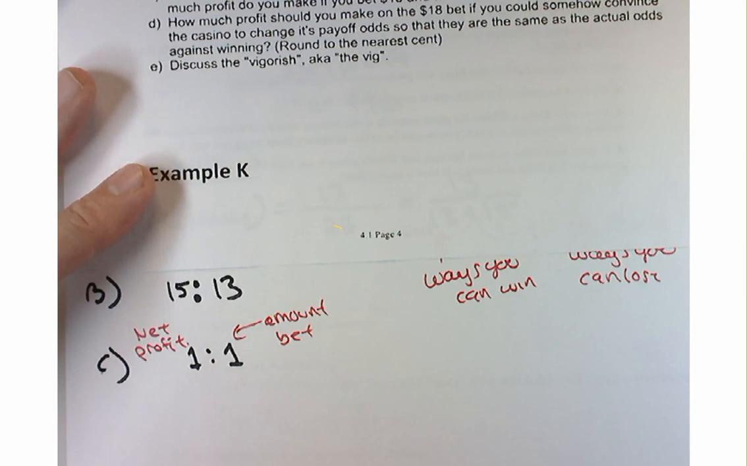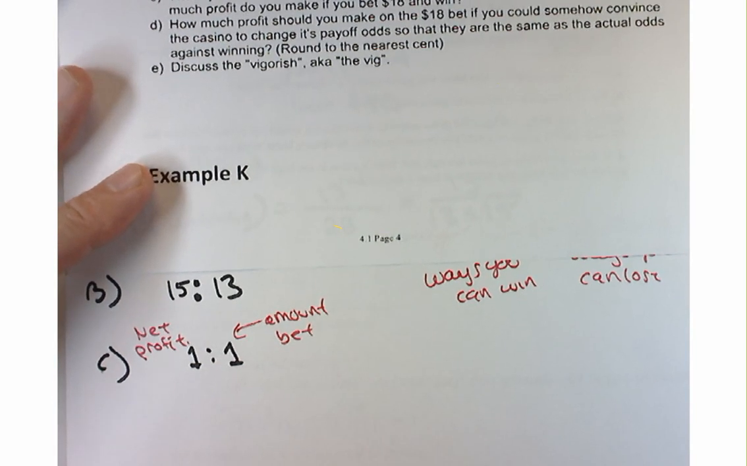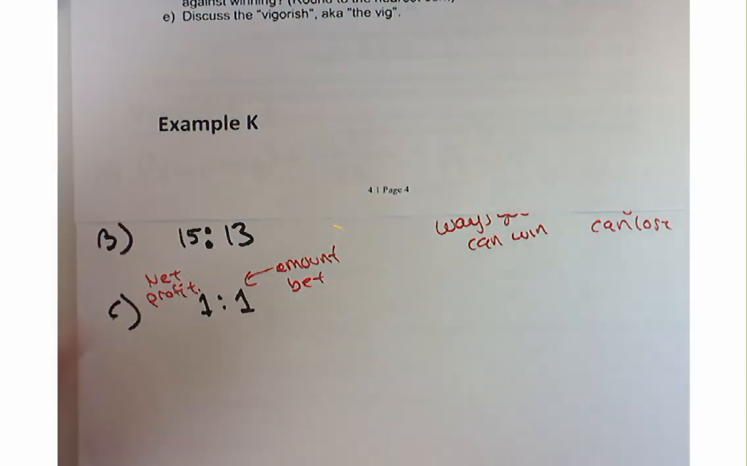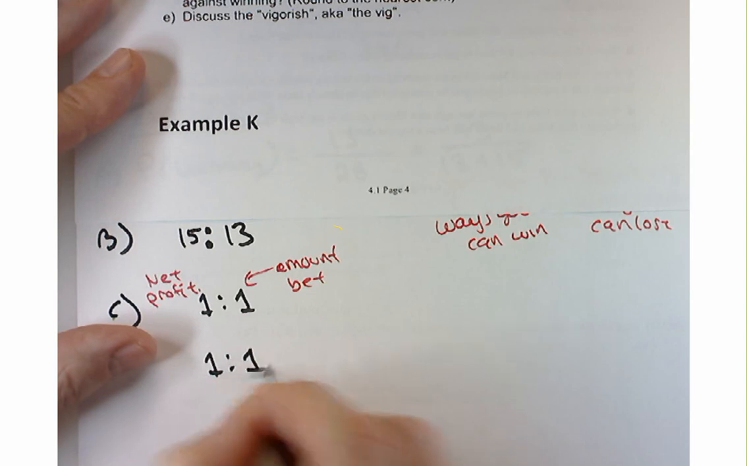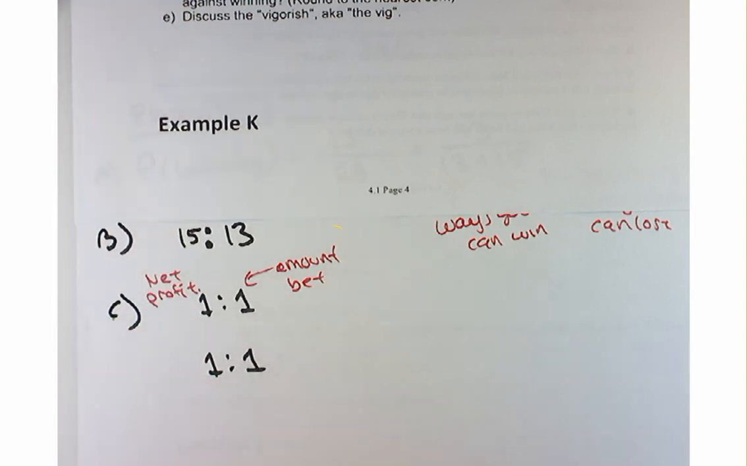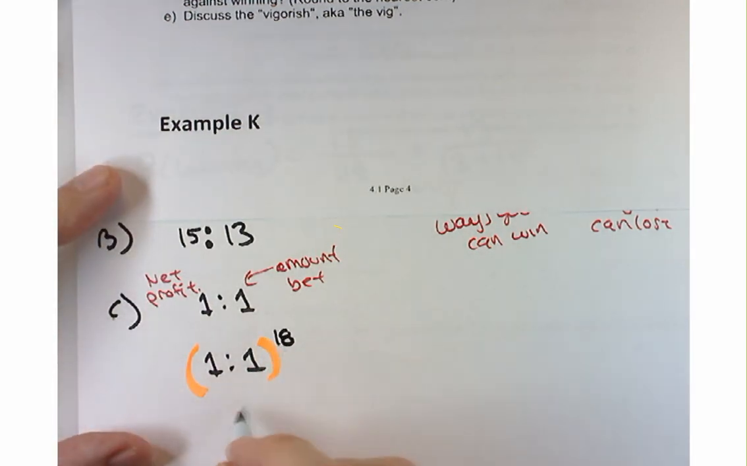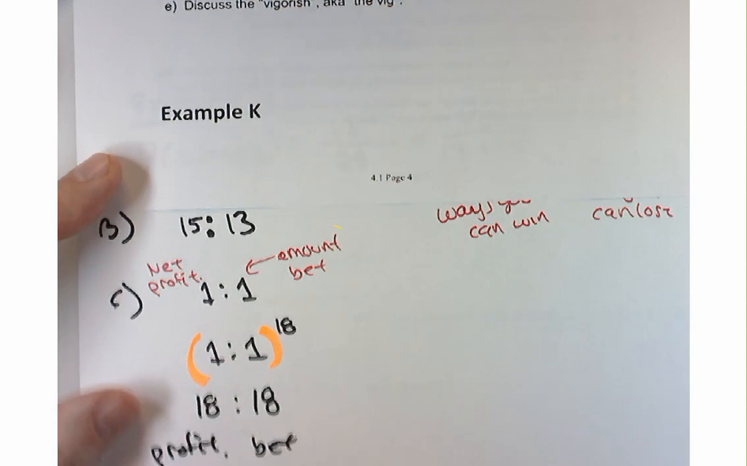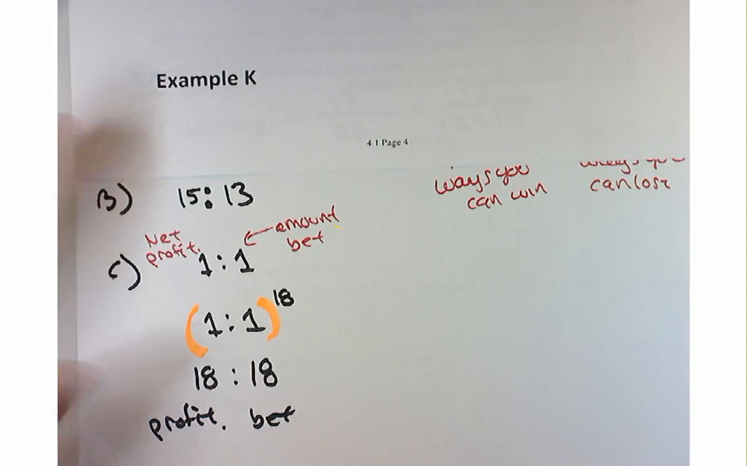Okay, but I wanted to bet $18. What do you think I can do to figure out how much that $18 bet is worth? Yeah, we're going to multiply both sides of this by 18. In particular, I'm most concerned about the right-hand side. That's going to give me $18 bet is worth $18 profit. Okay, so you bet 18, you win 18. Easy math, right?